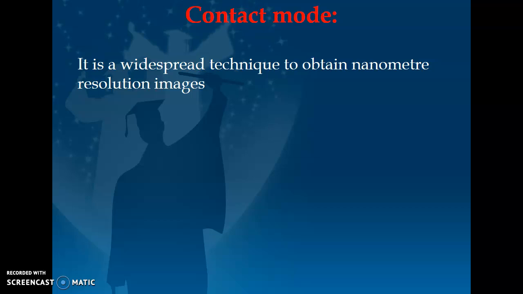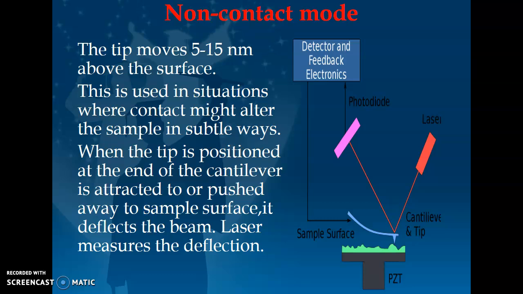As the name says, the contact mode is a widespread technique to obtain nanometer resolution images on a wide variety of surfaces. Similarly, we have a non-contact method, in which the tip moves 5 to 15 nanometers above the surface. This is used in situations where contact might alter the sample in subtle ways. That means if contact can cause some problem in a sample, then we use the non-contact method.